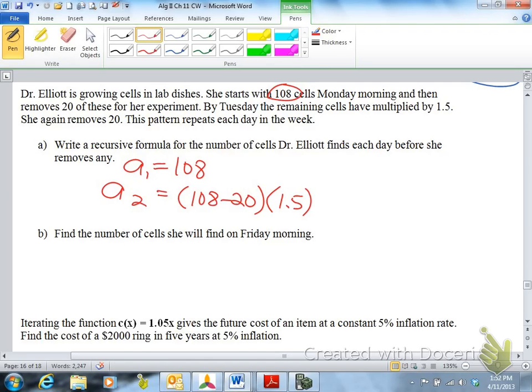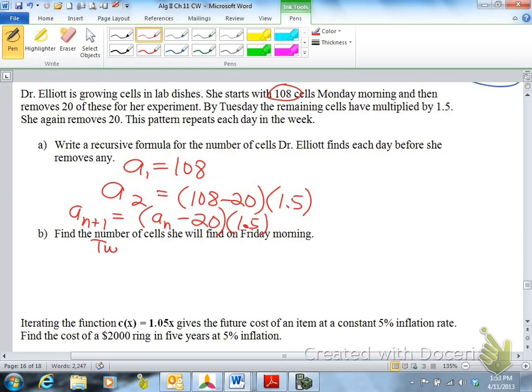So the general formula would be a sub n plus 1. And you have however many cells she had the previous day, which is a sub n, minus 20 of those times 1.5. So that would be a recursive function. And then find the number of cells she will find on Friday morning. So we have to do this 4 or 5 times, I guess.